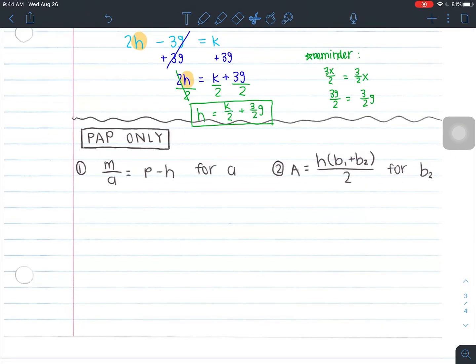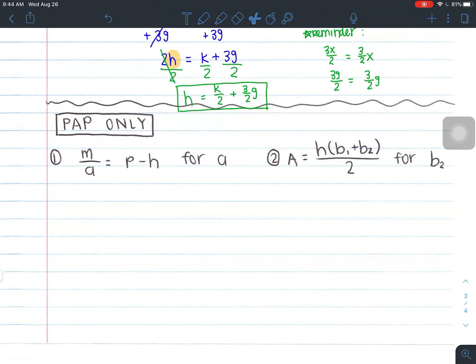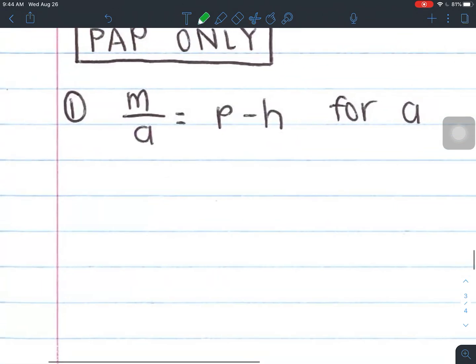All right, now if you're in on level, then you can go ahead and stop watching. And if you're in pre-AP, I would like you to continue watching. We have 2 more problems here where we have to isolate variables. And these are going to be a little bit trickier than the last.